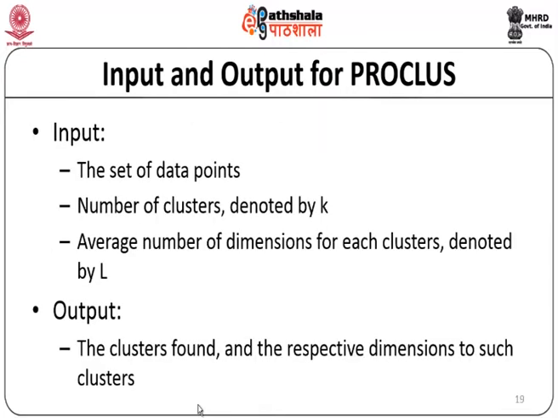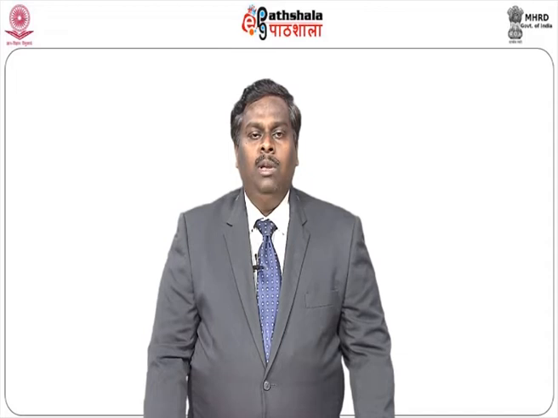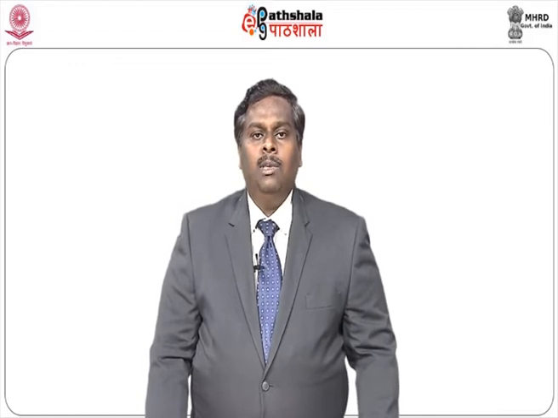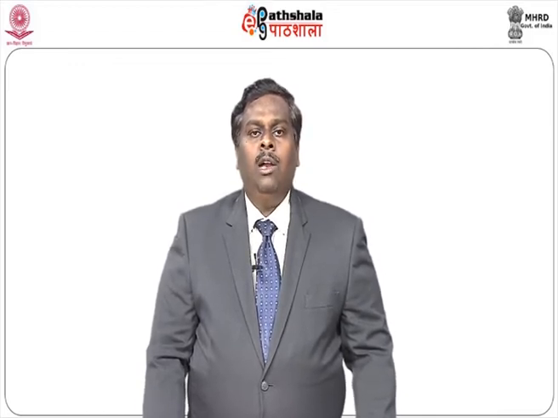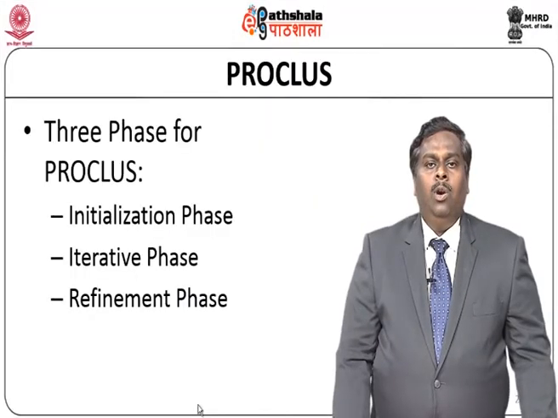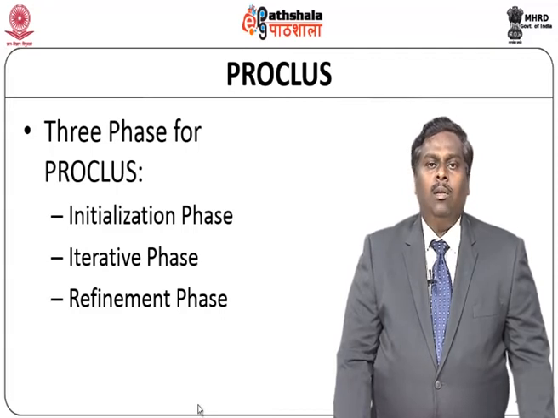What are the inputs and outputs of the PROCLUS algorithm? The input is going to be a set of data points, which is very large in number. We also mention how many clusters we require as the output, and the average number of dimensions for each cluster, which is denoted by L. If these three are provided as input, the output of this algorithm will be the clusters formed and their respective sub dimensions. Those sub dimensions are going to be very small when compared with the original dimension L which was considered.